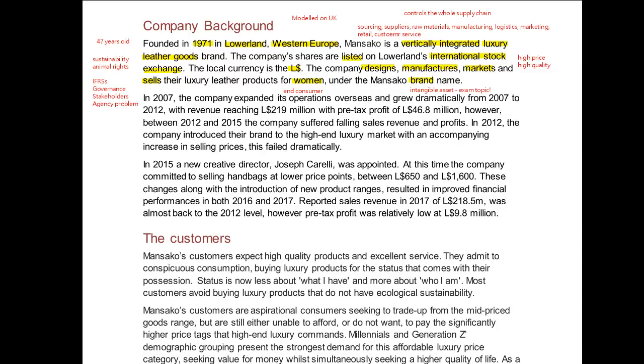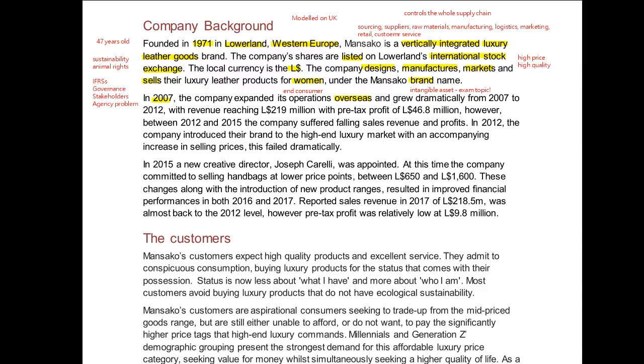Rightio, so let's continue on to the next paragraph and see how long we can spend on that getting relevant information. So in 2007, about 10 or 11 years ago, the company expanded its operations overseas. Before we even go on, they've expanded overseas. What does that bring up? Well, they're trading internationally. They're a global company. It took them nearly 45 years to get to that stage. 35 years, sorry. But they expanded their operations overseas, and now they operate internationally.